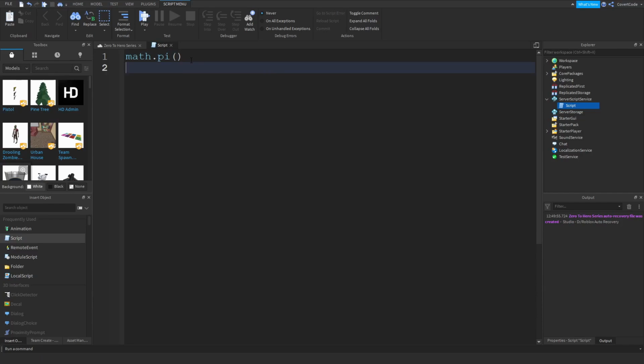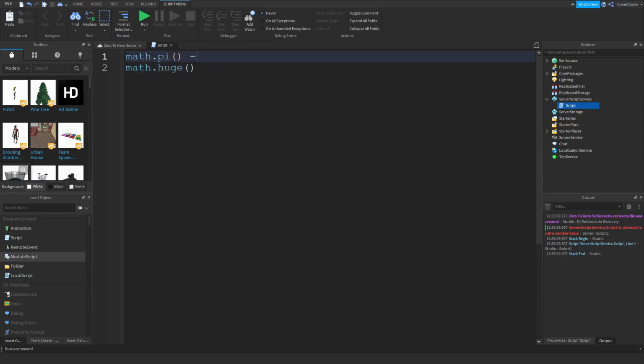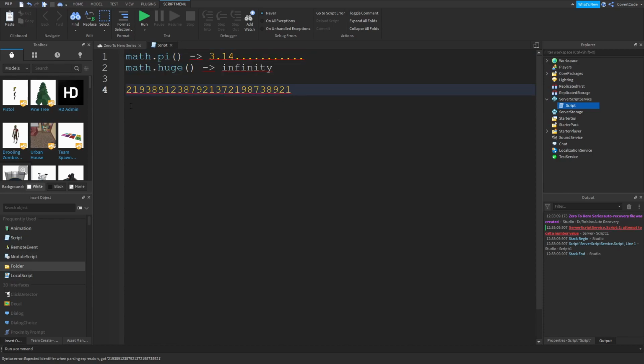Now, the second thing is math.huge. This is pretty similar to math.pi here. Instead, this is going to return infinity. So this will return 3.14 and a bunch of digits, and this will literally return infinity, which would just be a really, really large number for those of you who do not know. So if you ever need to compare something with infinity or a really big number like this, you wouldn't write all of that, you just write this. So let me clear this up. Now I've explained these two.